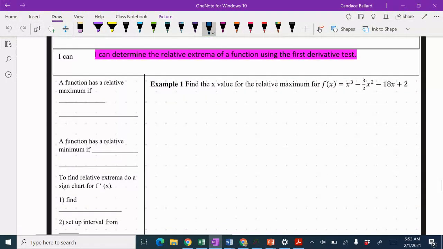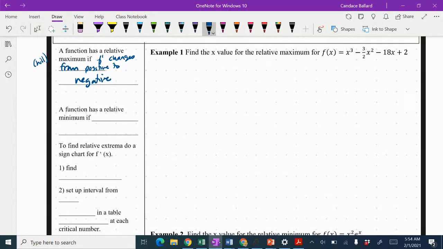So a function has a relative maximum, which is basically a hill. Remember, a max is a hill, okay? If f prime changes from positive to negative. Remember, we have to be able to prove whatever we do with calculus, okay? So we're going to be looking at the derivatives. A function has a relative minimum, meaning a valley, okay? If f prime changes from negative to positive.